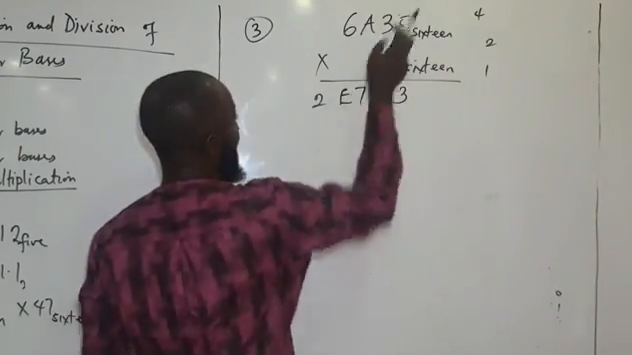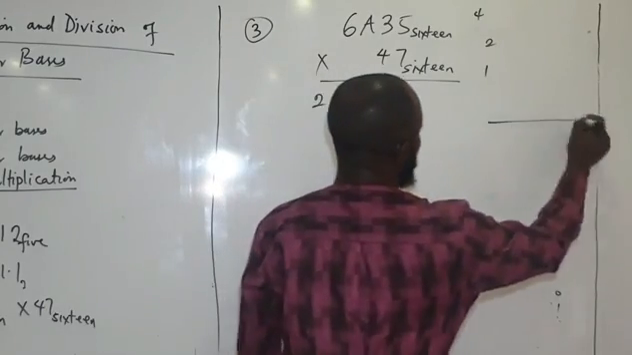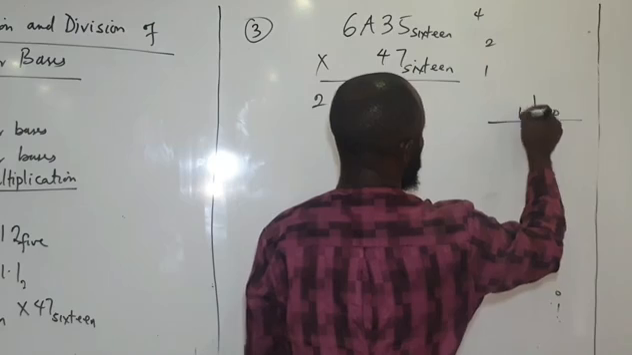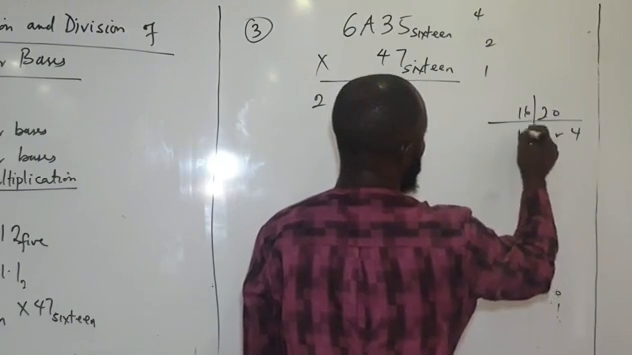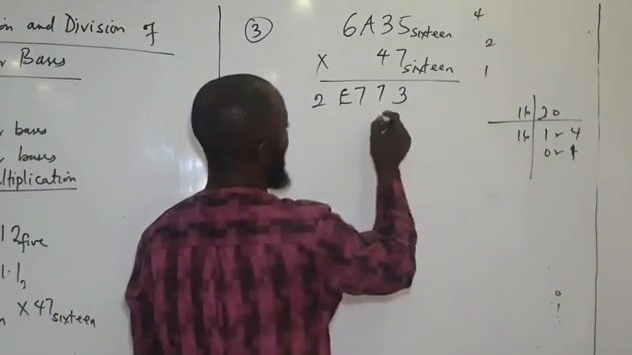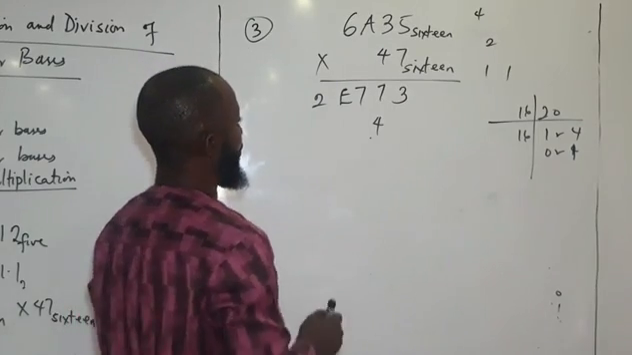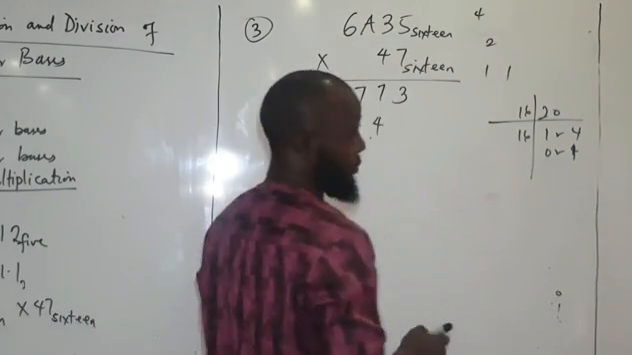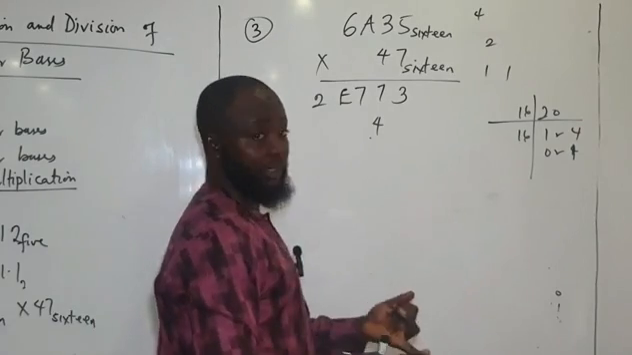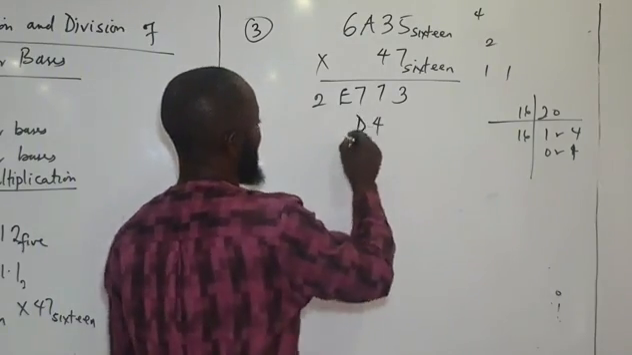The next stage is 4 multiplied by 5. That is 20, which is more than 16. So we convert 20 now. 16 here, 1 remainder 4. 16 here, 0 remainder 1. That is 4. We carry what? 1. 4 times 3, 12. 12 plus 1, 13. 13 in base 16 is written D.